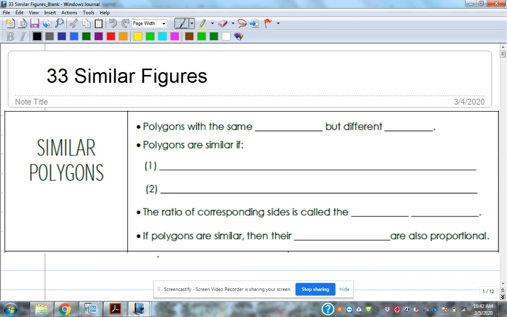All right, let's get into actual geometry stuff here and apply this ratio and proportion idea to similar polygons. So polygons with the same shape but different sizes. Okay, that's what a similar polygon is. A polygon is some sort of closed figure. Polygons are similar if these two things happen. Corresponding angles are congruent. The corresponding angles have to be congruent for them to be similar.